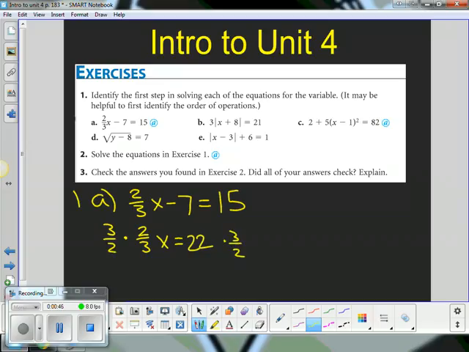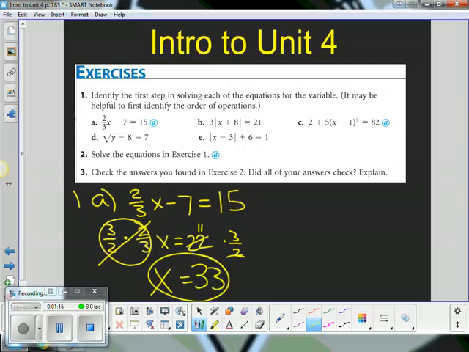Because if you multiply 3/2 times 2/3, what does this equal? 1. So 1x is the same as x. So we need to take 22 times 3/2. And the way I learned to do this was divide 2 into 22. What do you get? 11 times 3? 33 is the solution.